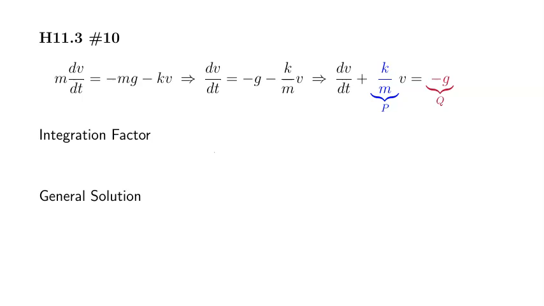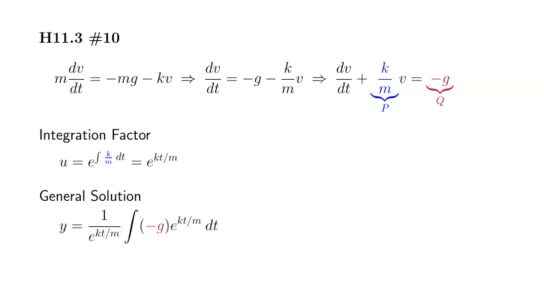Alright, so let's find the integrating factor. So the integrating factor u is e to the integral of p of x, actually I should say p of t, dt, which comes out to be, because the antiderivative of k over m is just k over m t, e to the kt over m. Right? Then we can find the general solution using the formula.